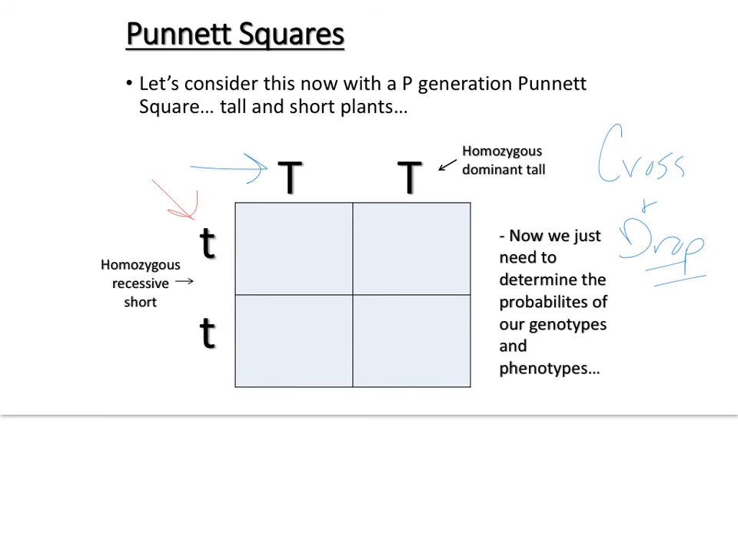Cross and drop. So the way it works is you're going to take your parental alleles from the top and you're going to drop those down. All right, so I'll put a big T here, I'll put a big T there. We're going to drop this one down. Big T there, big T there. Then you're going to take your alleles from the side and you're going to cross with those. So we're going to put a little T here, little T here, little T here, little T here.